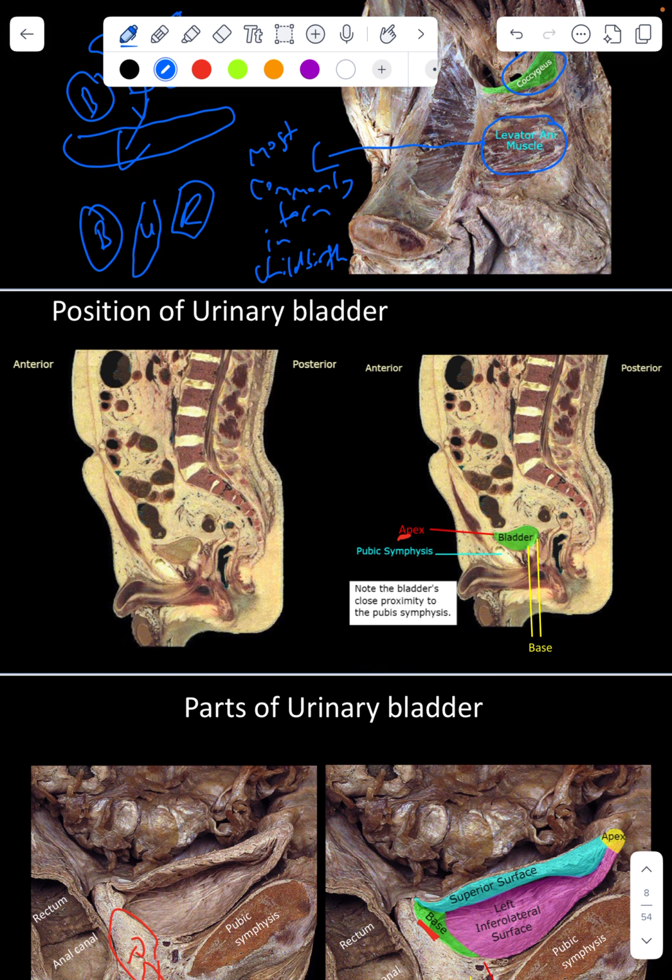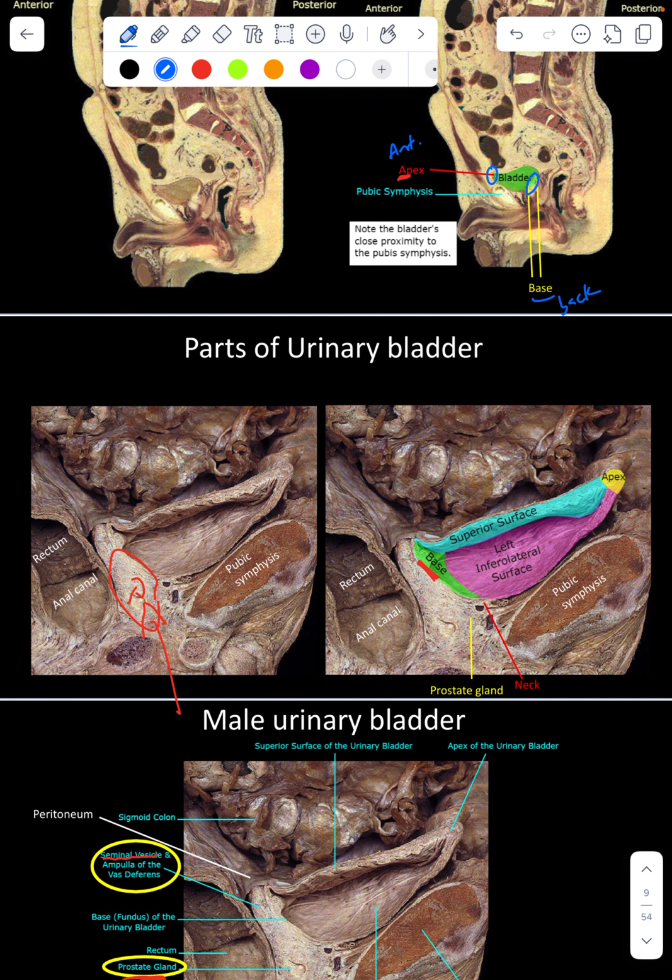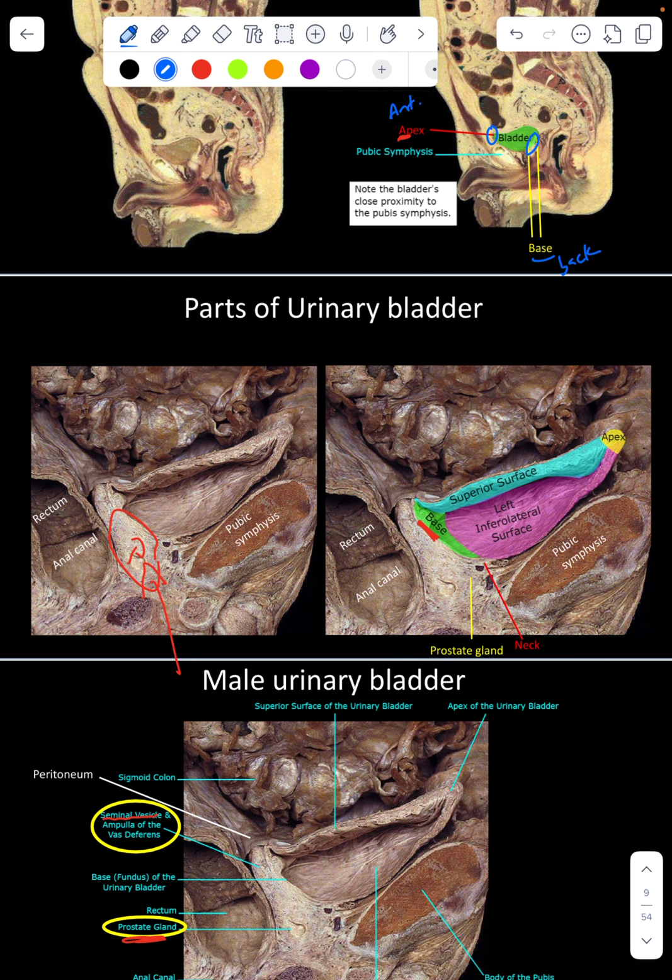And then we already said the bladder is the most anterior thing. It's right behind your pubic symphysis. The apex of the bladder is the most anterior. Remember, A apex, A anterior, B base, B back. So most anterior right here is the apex. The back is the base of the bladder. So here, this is the pubic symphysis, this big brown thing. So this is the anterior now. Apex would be at the anterior, base is at the back, and then you just have a superior surface and an inferior or inferolateral surface.